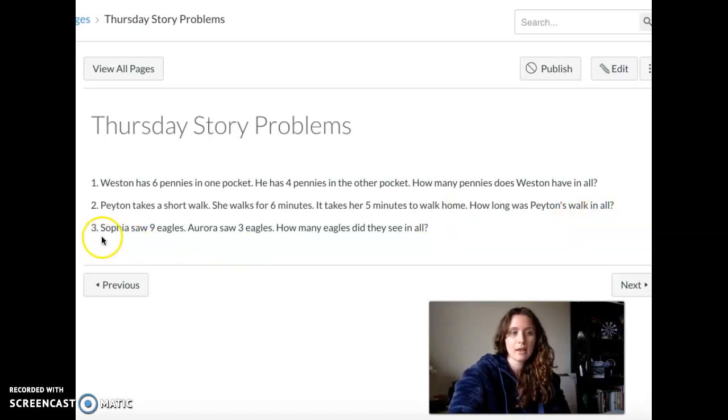Question number 3. Sophia saw 9 eagles. Aurora saw 3 eagles. How many eagles did they see in all?